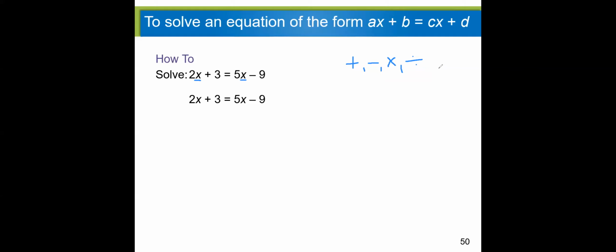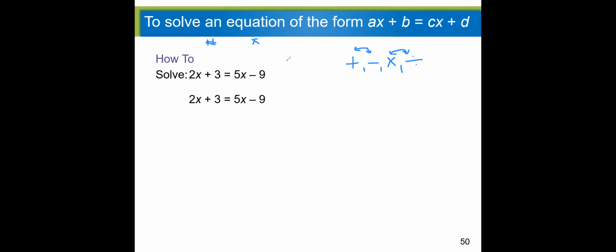So keeping in mind that addition, subtraction are opposite of each other and multiplication, division are opposite of each other, we utilize these to sort of cancel one another out. In the example shown here, let's say I want to move my x's to this side and my numbers to this side. I say, okay, I've got a 2x over here. I want that 2x moved over here. How do I do that?